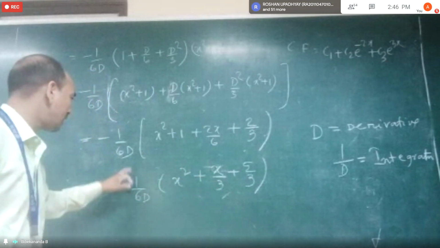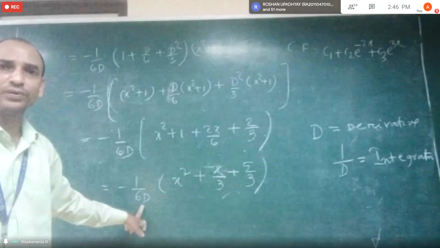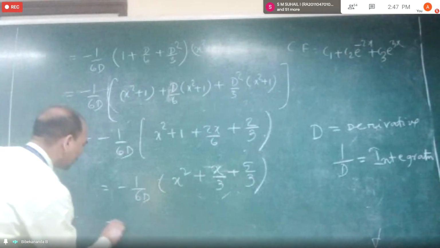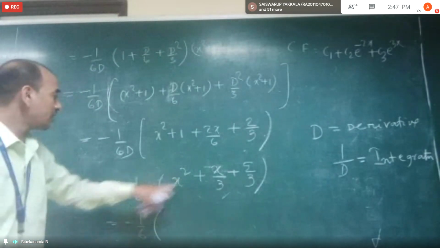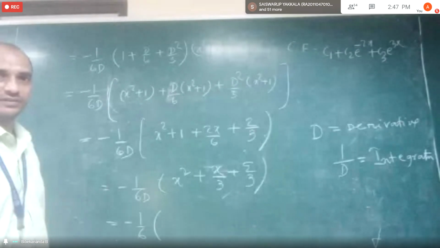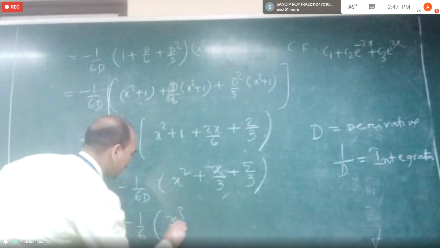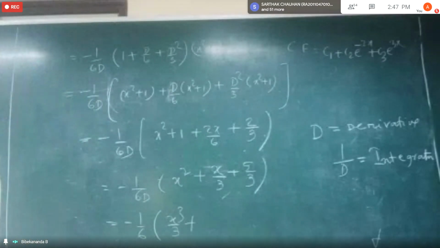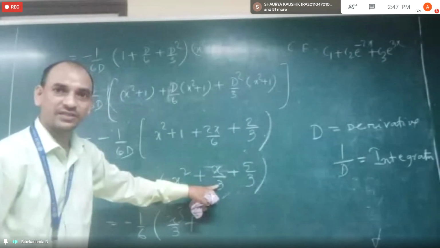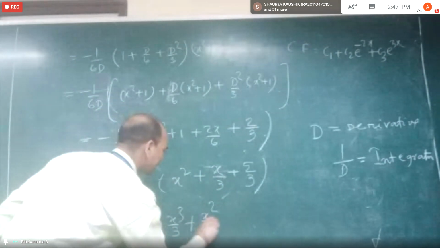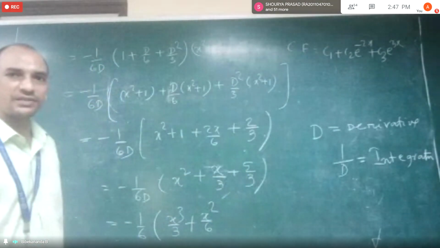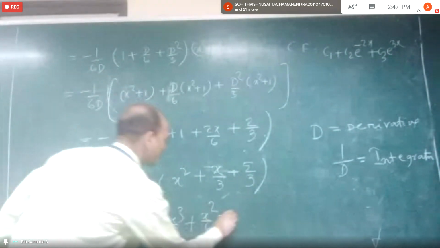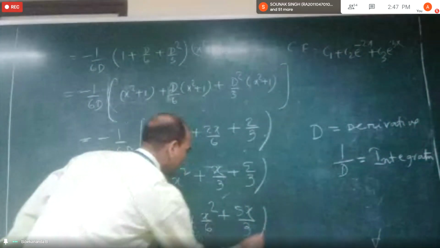The whole term, we have to integrate with respect to x. So what is the integration of this with respect to x? Now can you tell me, what is the integration of x square with respect to x? X cube by 3. Then what is the integration of x with respect to x? X square by 2, and again the 1 by 3 is there. So what will that be? X square by 6. And then what is the integration of a constant? 5x by 3.